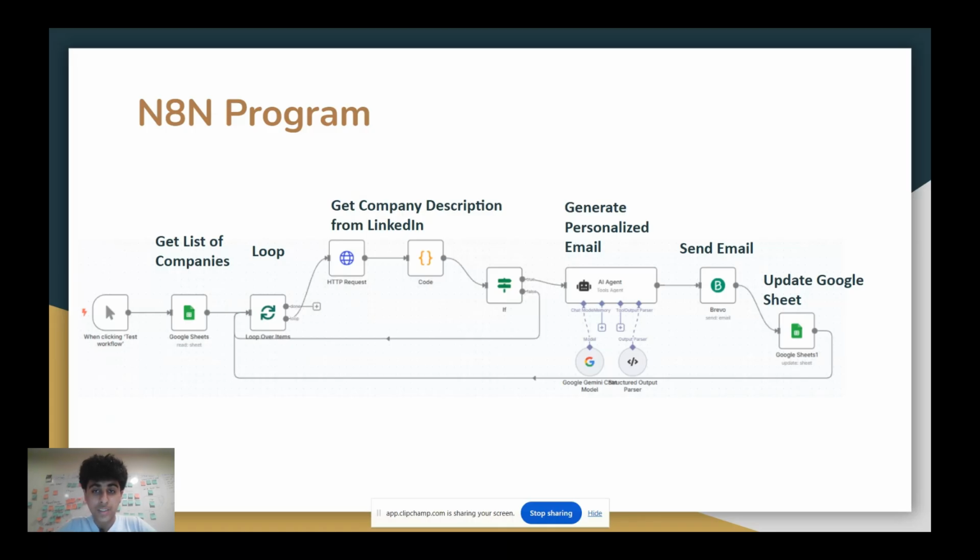But if it does have information, then it's going to send that information to the Google Gemini AI agent, which will generate the personalized email. Then it's going to send it over to Brevo, which is going to format and send a formally drafted email, and then it's going to go through the Google Sheet and update the status as complete sent.